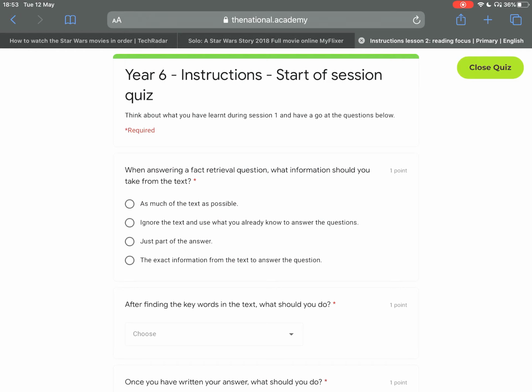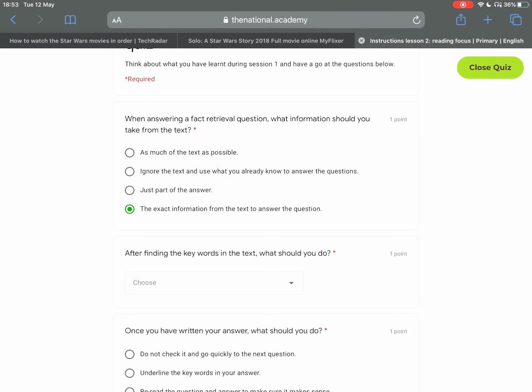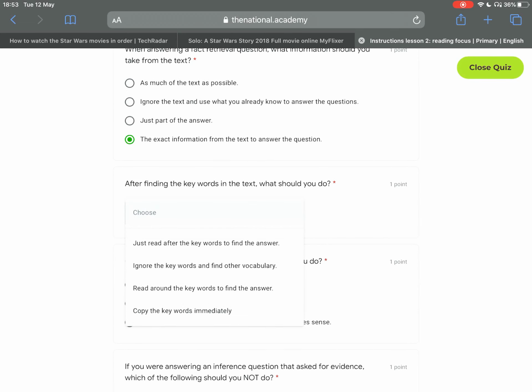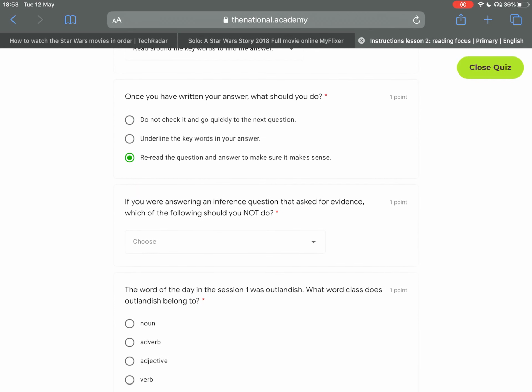When answering a fact retrieval question, what information should you take from the text? This would be the exact information from the text to answer the question. After finding the keywords in a text, what should you do? That would be read around the words. Once you have written your answer, what should you do? That would be reread the question and answer to make sure.